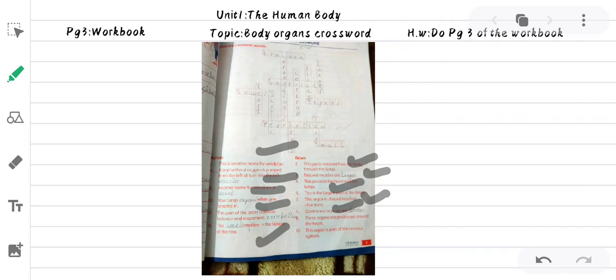Contracted muscles are shorter. These organs are positioned around the heart. It is lungs. This organ is the part of the nervous system. It is brain. So now you can easily complete your home assignment.